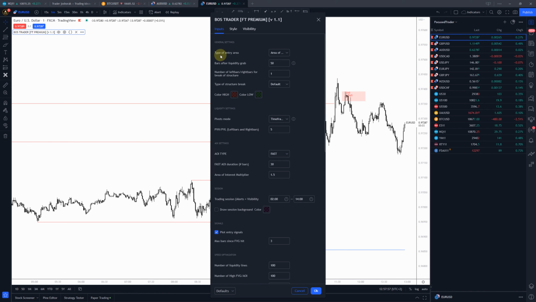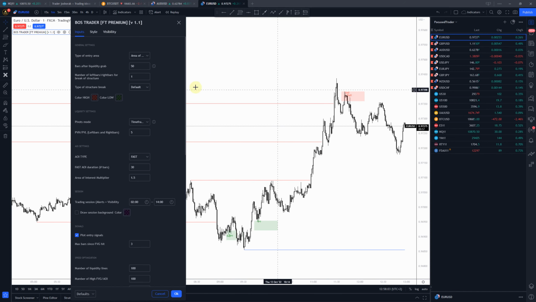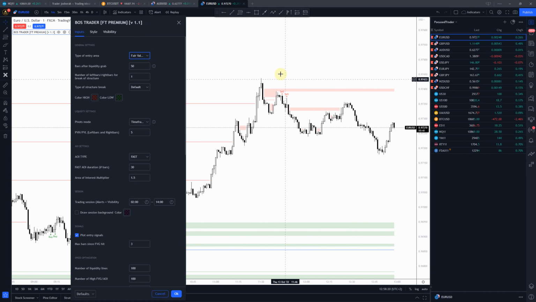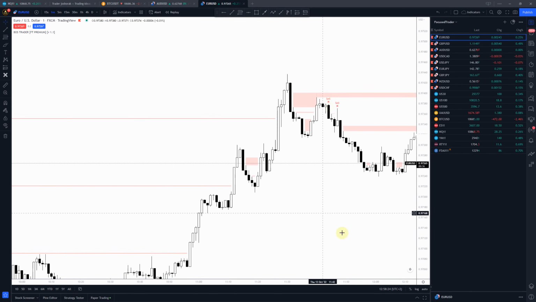The first thing first, the type of entry area. The type of entry area is the area where this indicator is looking for entry signals, and the default setting is area of interest, which I'm using, but you could see also fair value gap. So let me just show you what fair value gap does. And we all know fair value gap. Let me just wait for a while when it calculates, and it does, and I will zoom in and show you.